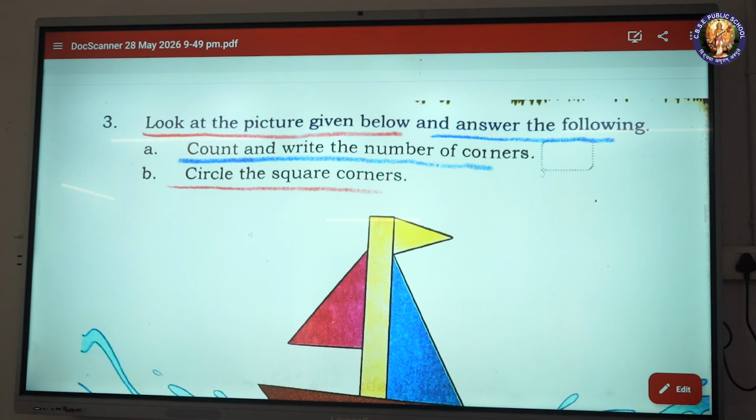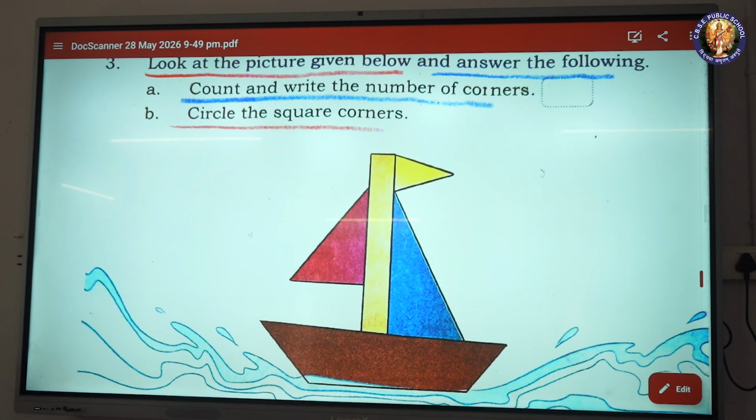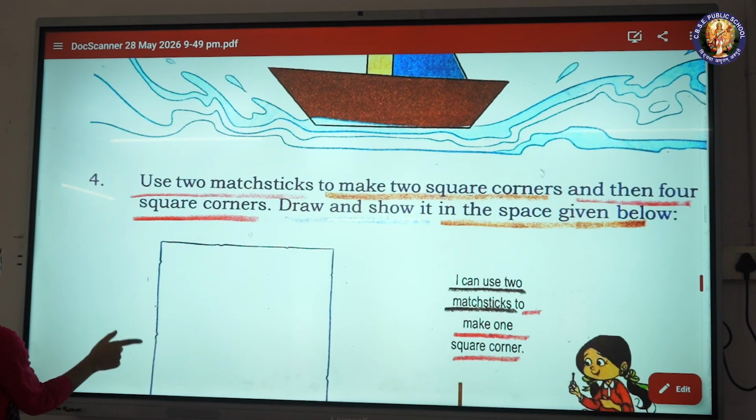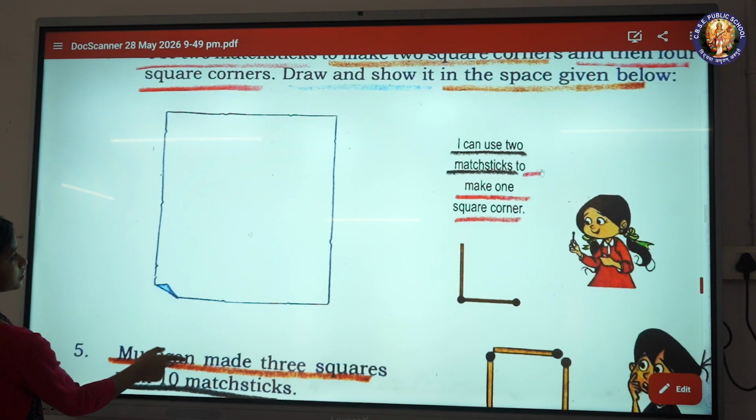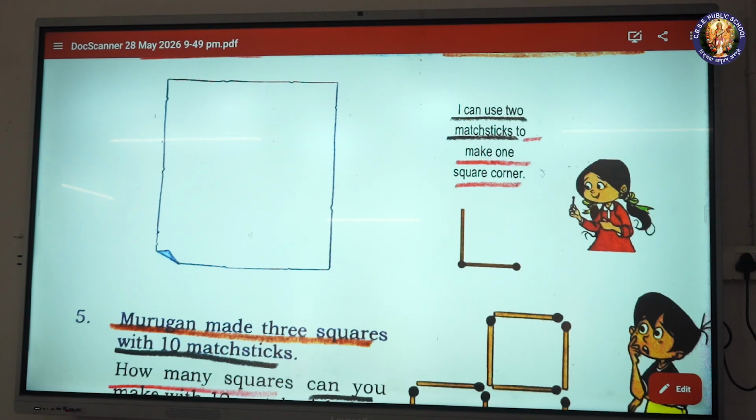3. Look at the picture given below and answer the following. A. Count and write the number of corners. B. Circle the square corners. 4. Use 2 matchsticks to make 2 square corners and then 4 square corners. Draw and show it in the space given below. I can use 2 matchsticks to make 1 square corner.